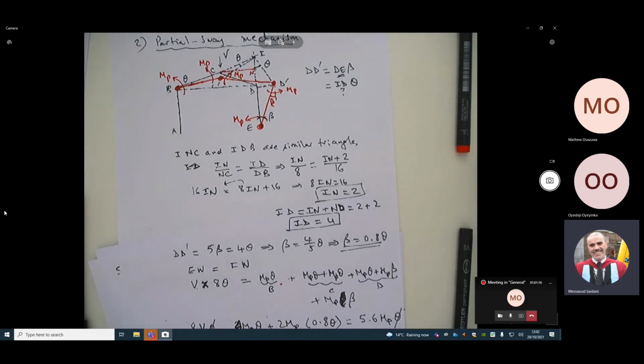See, for here, this is 3W plus L by 3 theta is 2W into this distance. 2W, so 2W L by 3. You don't have to. We can write that.